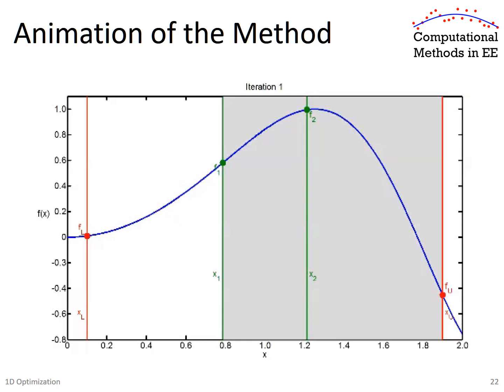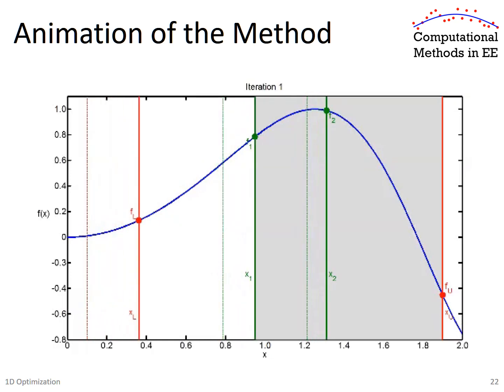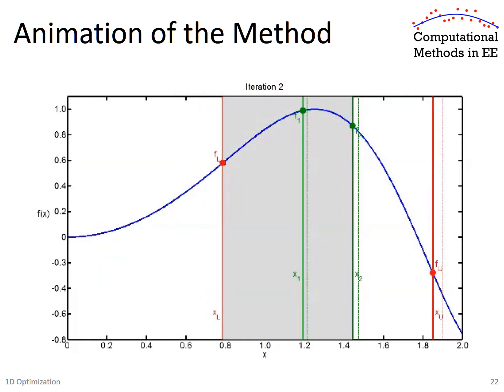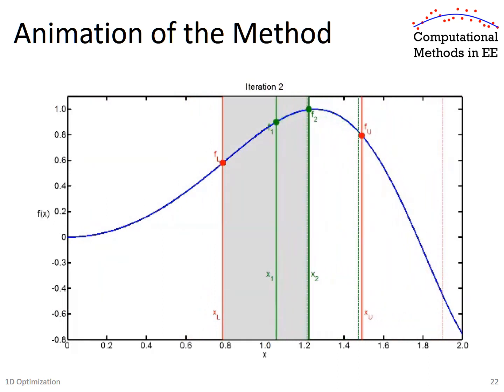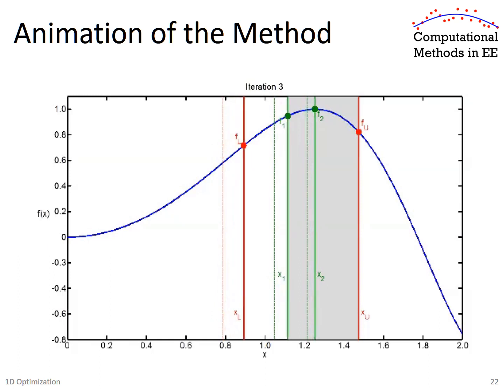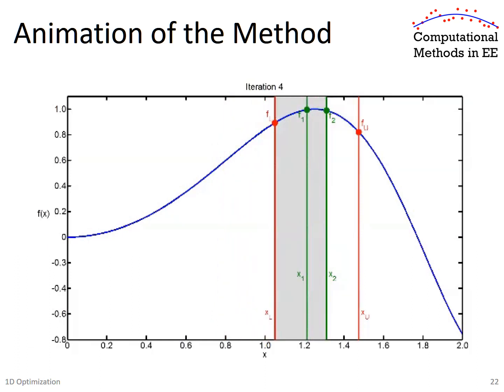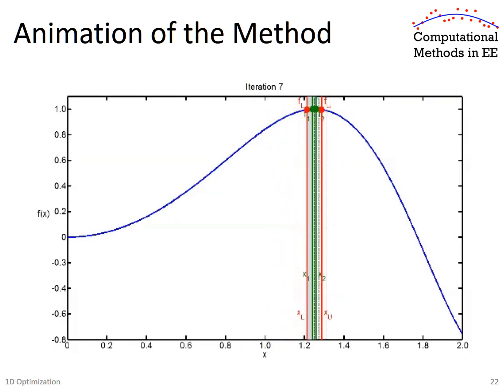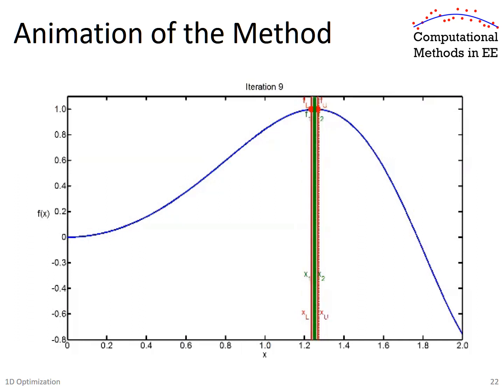Let's go ahead and play this one more time. Remember, the dashed lines are our previous points. And in the next iteration, 3 of those line up. We don't have to reevaluate the function there because we already know it. So anyway, that's my little animation of the golden section search.